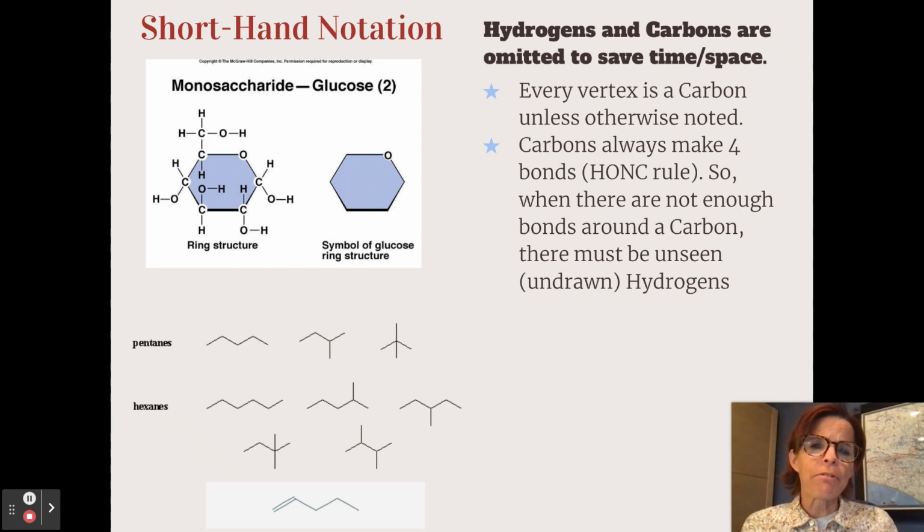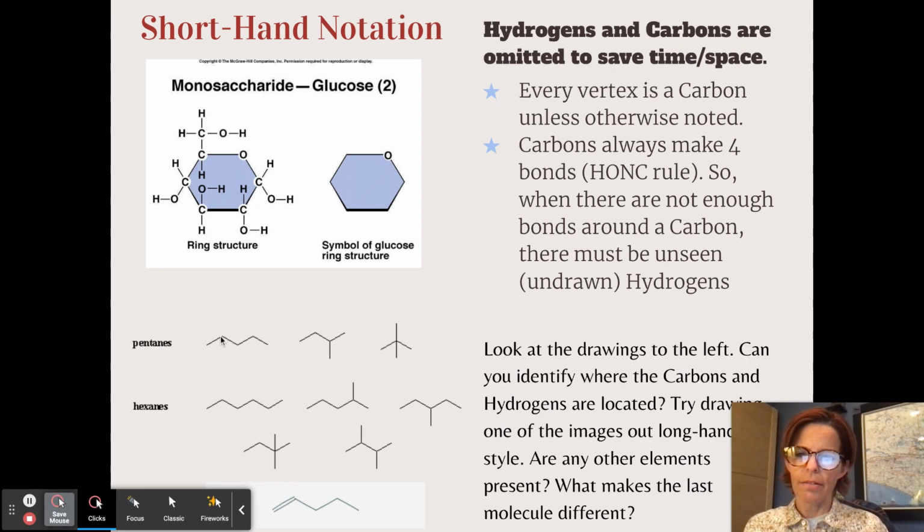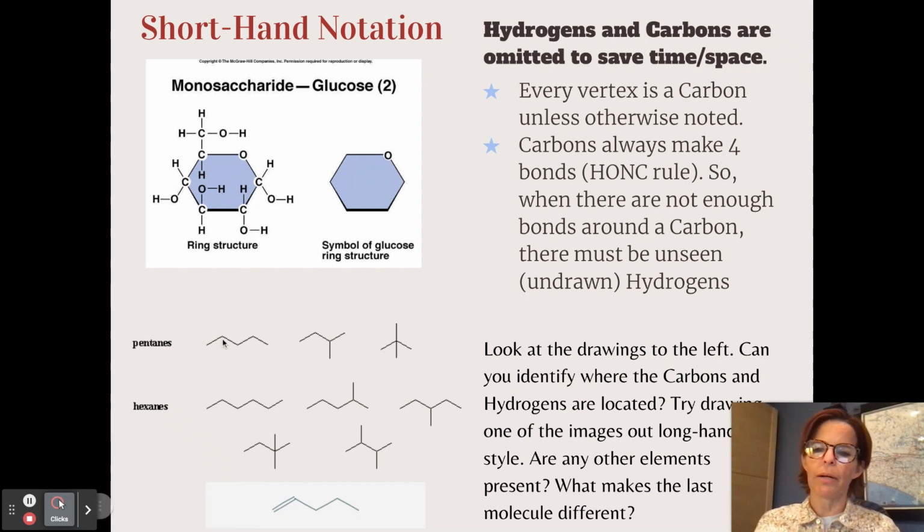Now, each carbon needs to bond with 4 things. So let's look at this carbon right here. That carbon is bonded to 2 other carbons, and that's what the one line to the left and the one line to the right mean. So it's showing us that it has 2 bonds.